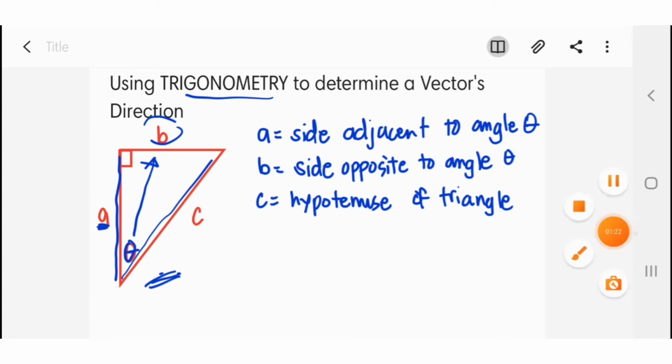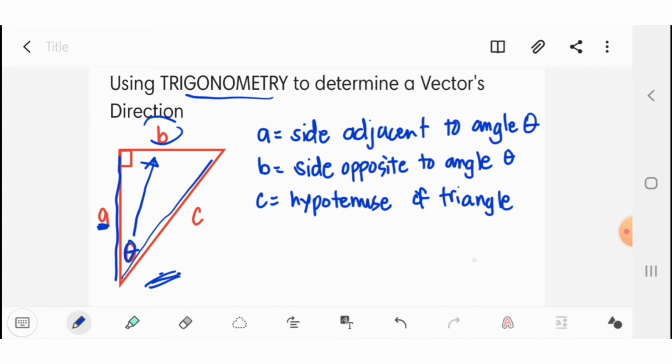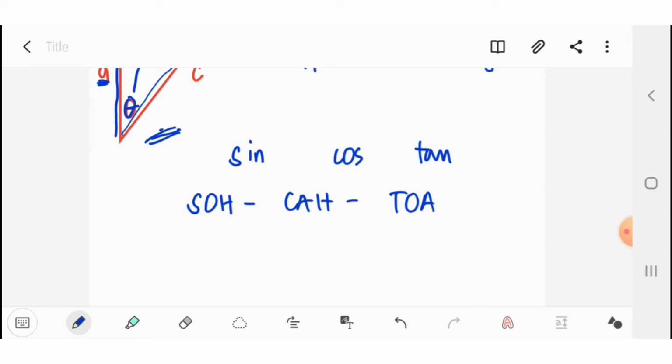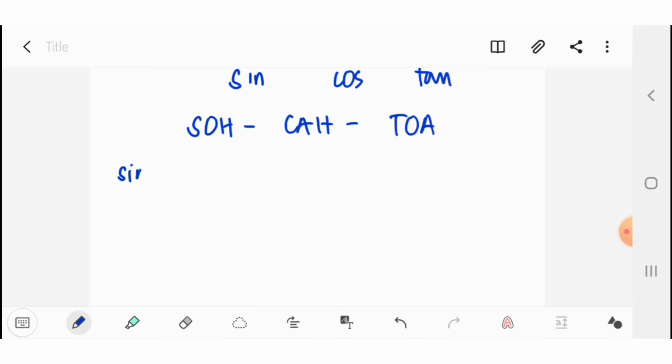Now, how are we going to use this to determine our vector's direction? If you can still remember, or this is just a review, we have this mnemonic that helps one remember the meaning of the three common trigonometric functions: sine, cosine, and tangent. We have this SOH CAH TOA to remember them. First, we have the SOH. It means sine is equal to opposite over hypotenuse.